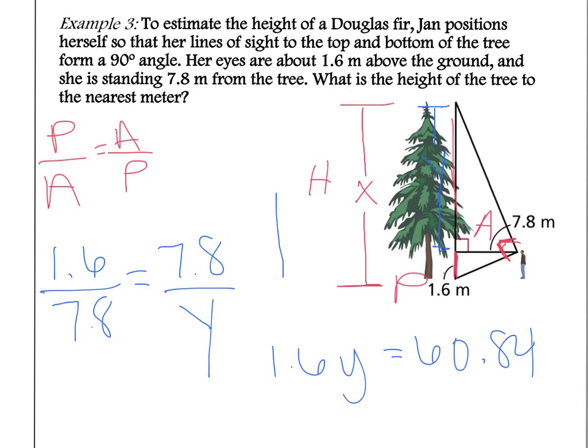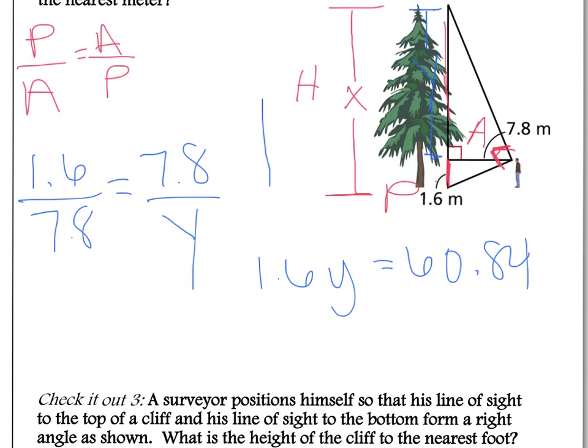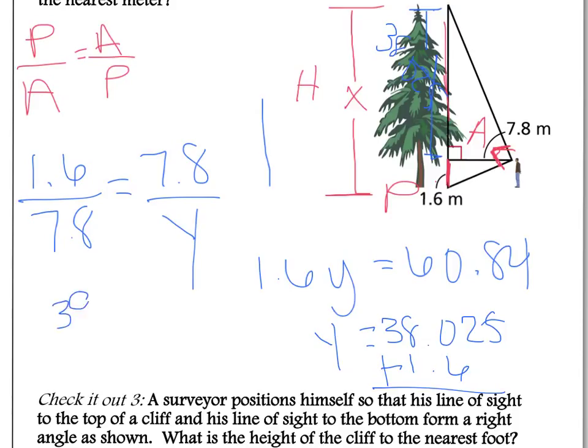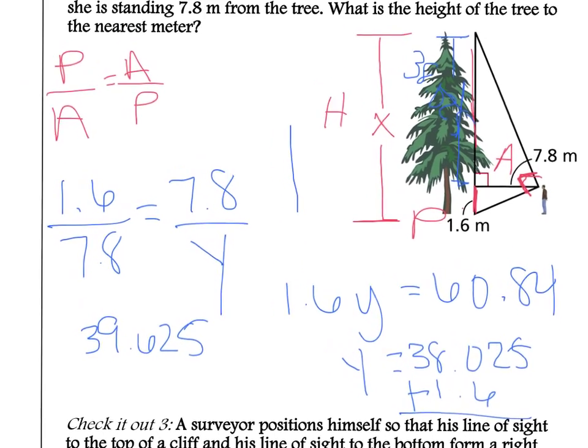Then when I divide by 1.6, I get that Y is 38.025. Remember, Y is just this part right here at 38.025, but I'm trying to estimate the whole height of the tree, so I need to add back on that 1.6. That gives me 39.625. The problem said to the nearest meter, so I would answer 40 meters. Okay, very good.